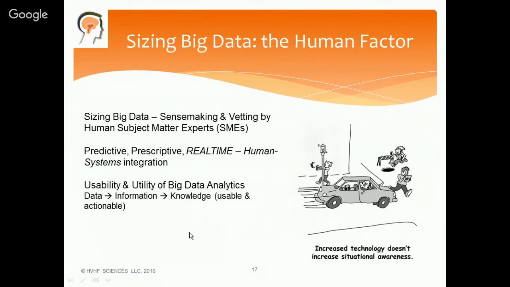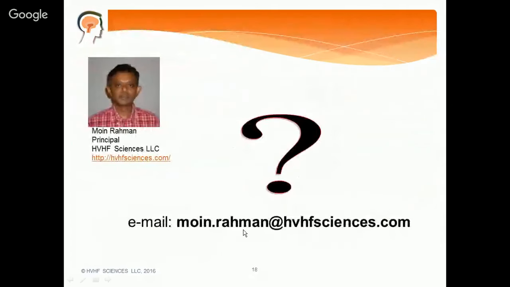And here I'm using a cartoon. What I'm trying to say here is that just increasing technology with sensors and a lot of data being thrown out there in the cloud does not necessarily increase anyone's situation awareness, and it can actually cause more harm by distracting people or making them too focused on something that is irrelevant. As you see here, someone is walking the street, unaware that a car is coming. So with this, I conclude my presentation.